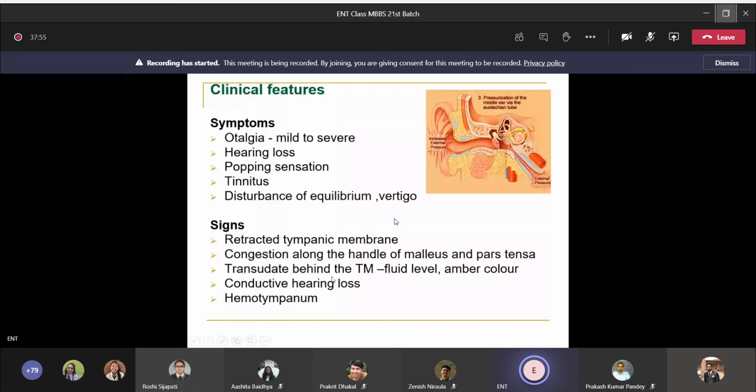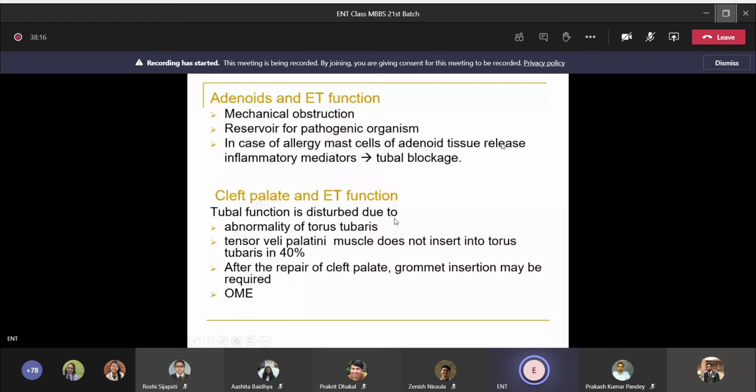That is, an air-fluid level is seen in the middle ear cavity. The color of the tympanic membrane also varies. It might be gray, bluish or dull in color, with conductive hearing loss, and sometimes there can be blood in the middle ear due to persistent negative pressure.